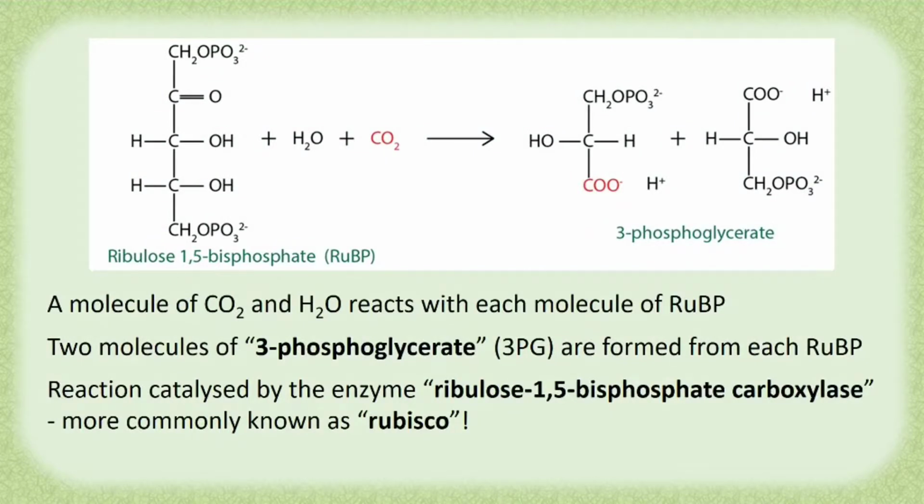Rubisco is generally taken to be the most abundant enzyme on Earth. Scientists estimate that at any one moment in time there's about 40 billion tons of it around. And if you think about it, that's not surprising because it's to be found in the chloroplasts in pretty much every plant cell and algal cell and so on.